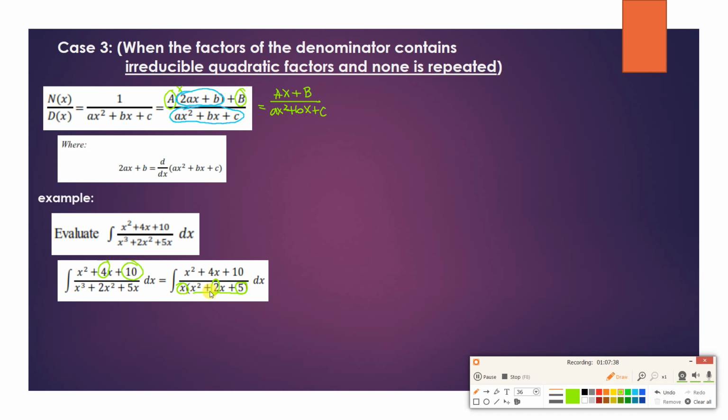So, by inspection, linawin ko lang ulit. Tanggalin ko. Ayan. So, meron akong linear na x at quantity na x squared plus 2x plus 5, which is a quadratic. So, quadratic siya, x squared plus 2x plus 5, walang exponent sa labas. So, hindi siya repeated. So, non-repeated siya. So, a combination of case 1 and case number 3.